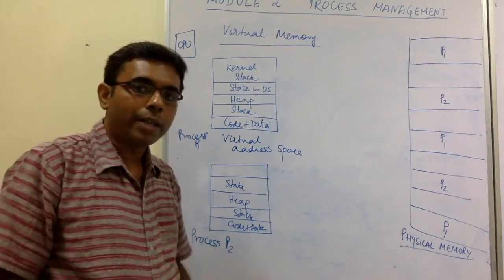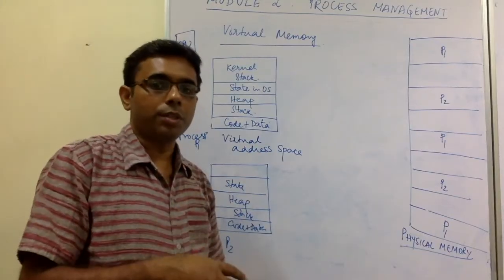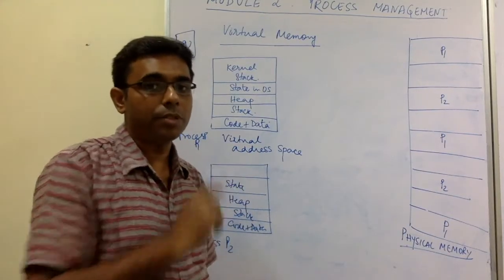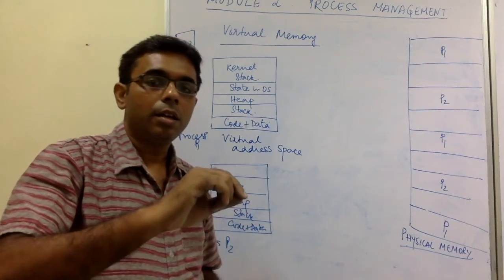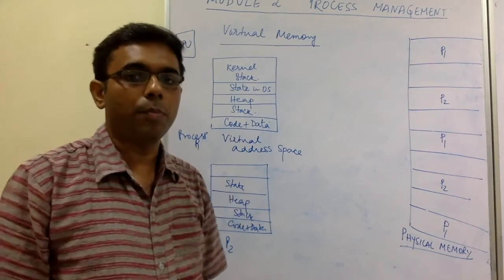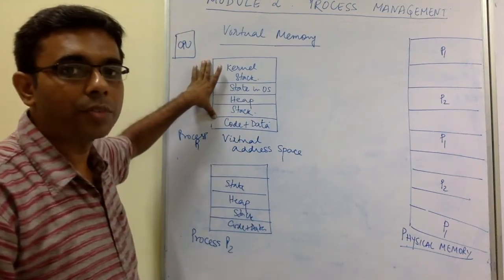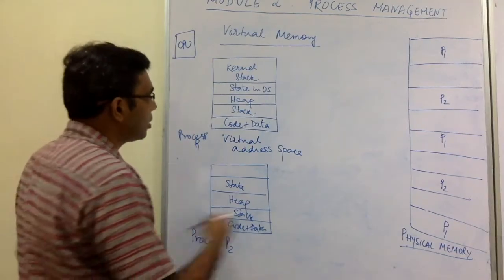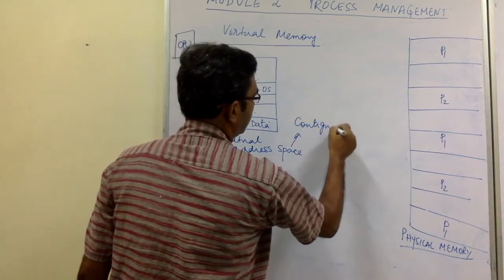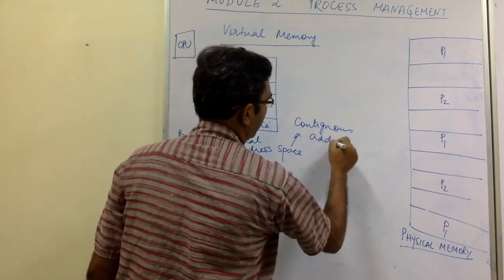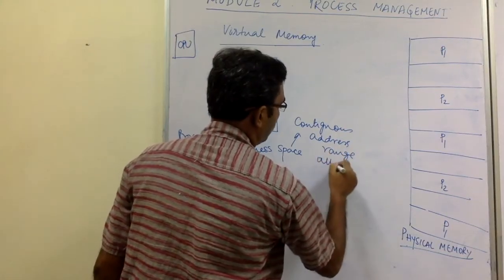So in order to avoid that, why can't I have a view of the process which does not have this kind of distributed storage? That means it feels that the entire range that has been allocated to a process is continuous. And that is exactly what the virtual address space is. So it's nothing but a contiguous address range allocated to the process.